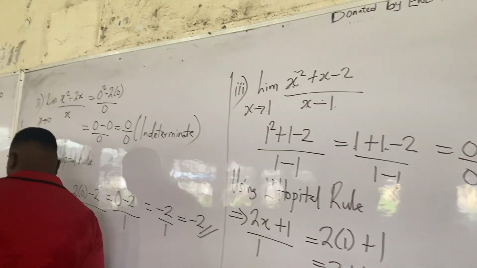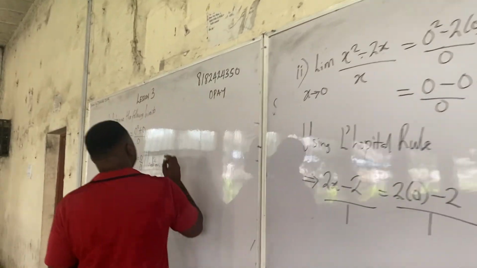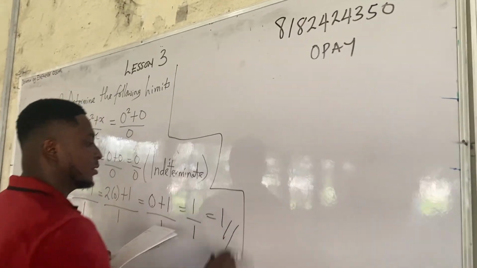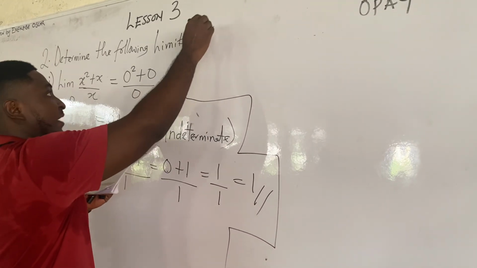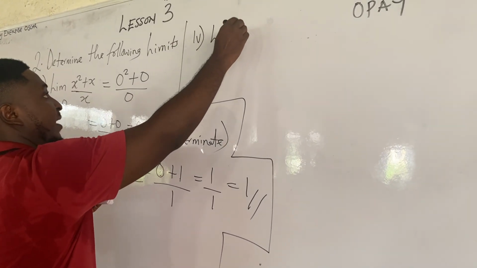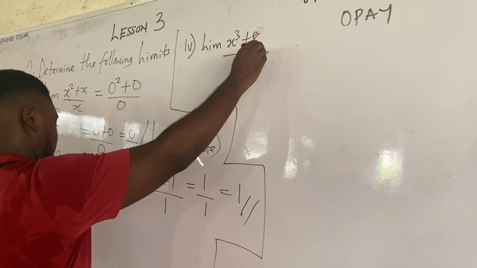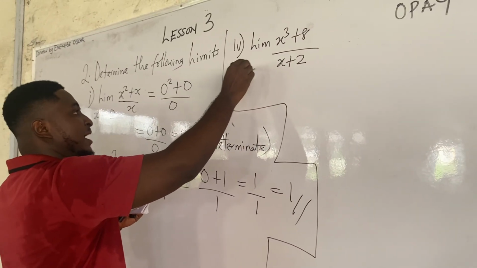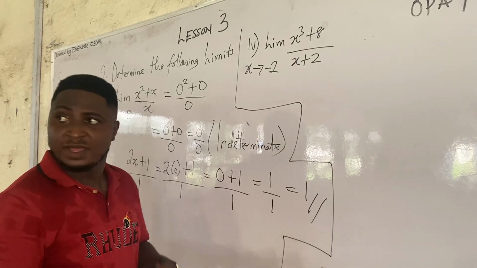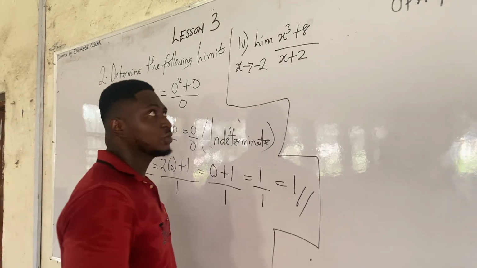Let's do the fourth one here. Come with me. (iv) We should evaluate the limit of x raised to power 3 plus 8, divided by x plus 2, as x tends to minus 2.